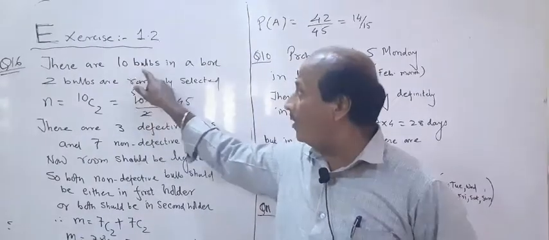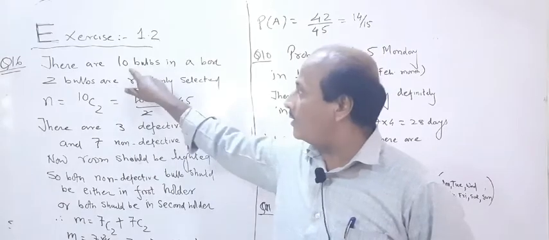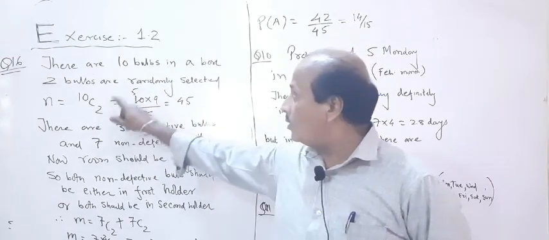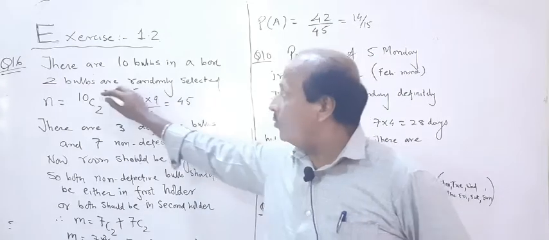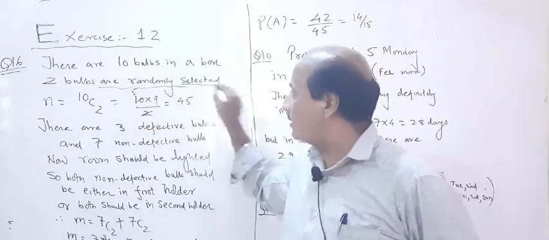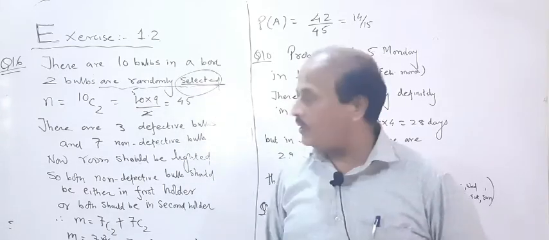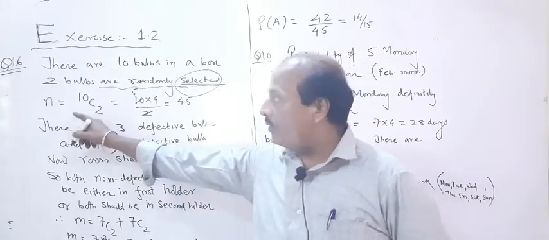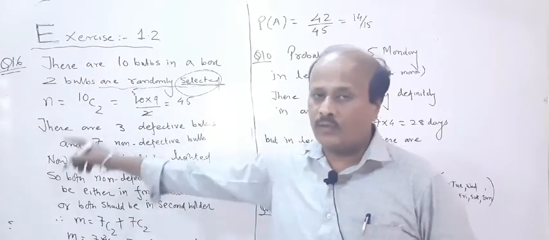There are 10 bulbs in a box. There is a box in which there are 10 bulbs. 2 bulbs are randomly selected. This is very important: 2 bulbs are randomly selected. Remember from 11th class, the word selected means combination. So we are going to use the first formula of probability. Probability of any event is equal to m by n.